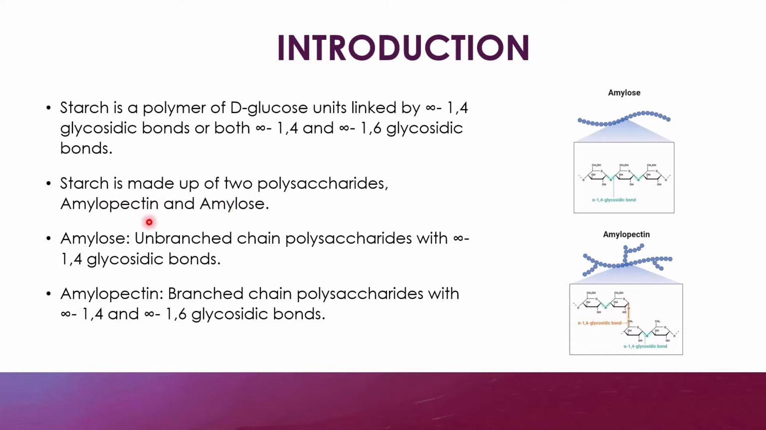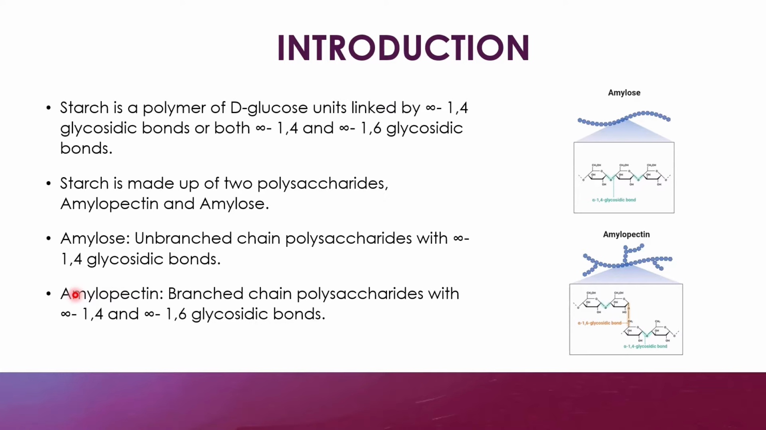So now let me look at the amylose. Amylose are unbranched chain polysaccharides with alpha-1,4 glycosidic bonds between the glucose units. Over here we have the alpha-1,4 glycosidic bond. Over here too, there's another 1,4 glycosidic bond formed.